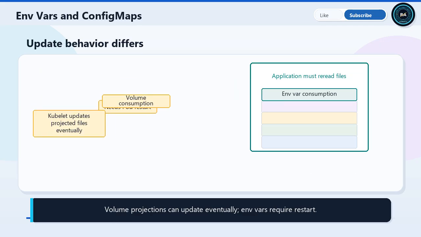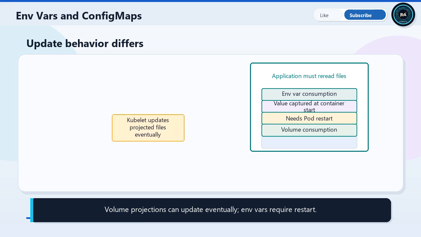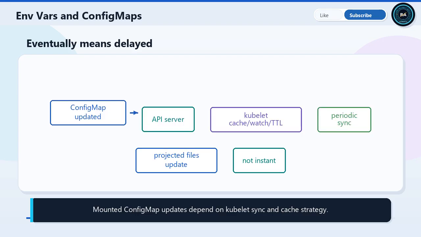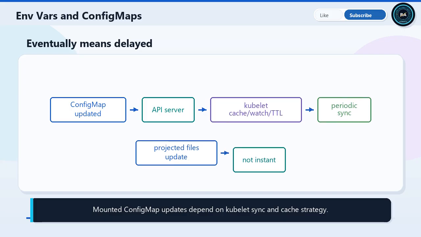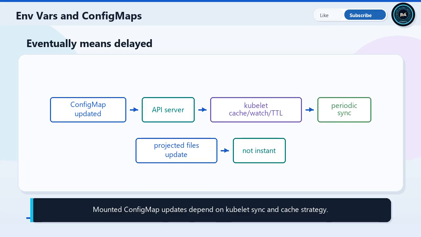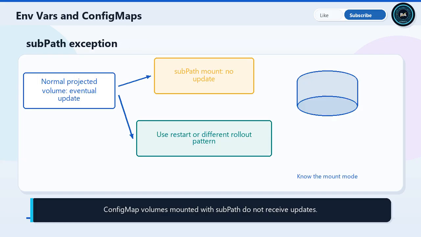Config maps consumed as environment variables are fixed for that container start and require a pod restart. Mounted config map volumes are updated eventually by kubelet. The delay comes from kubelet sync period plus cache propagation delay. With common defaults, do not design around instant config map file updates. There is also a sharp exception. A container using a config map as a subPath volume mount does not receive config map updates through that mount.